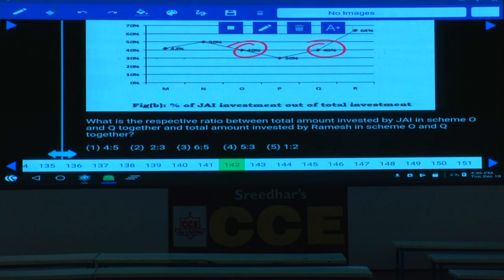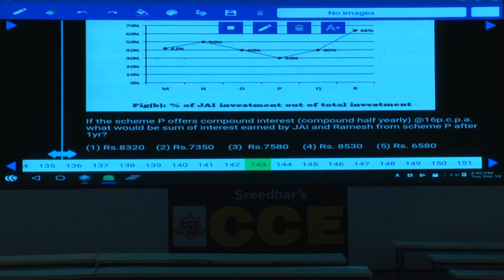So, every equation cannot be this much simple, but logic based, just verify who is getting more, whether J or Ramesh. Next. If the scheme P offers compound interest compounded half yearly, remember this is half yearly, at 16% per annum, what would be the sum of interest earned by J and Ramesh from scheme P after 1 year?